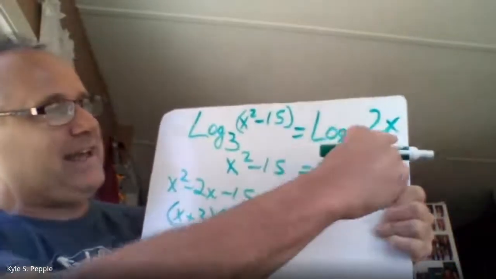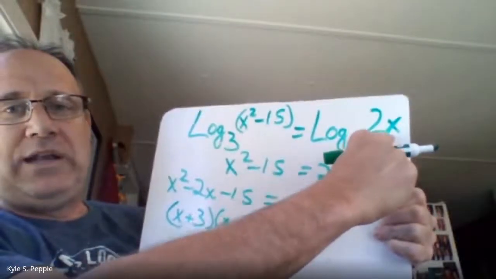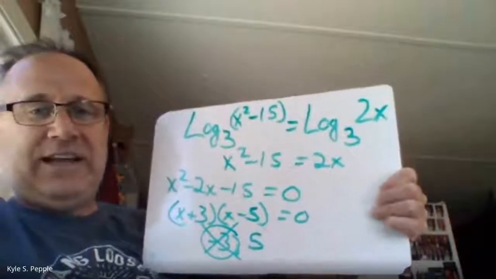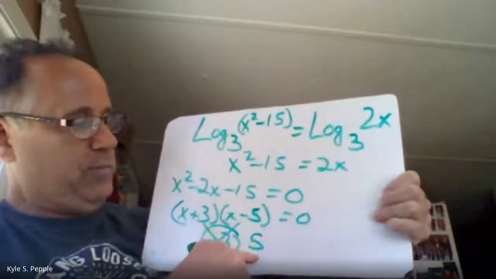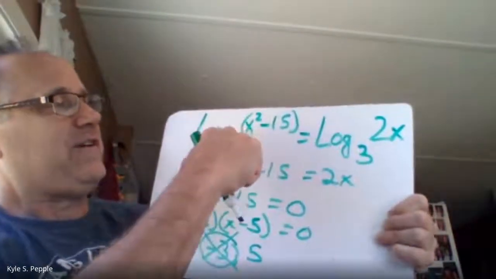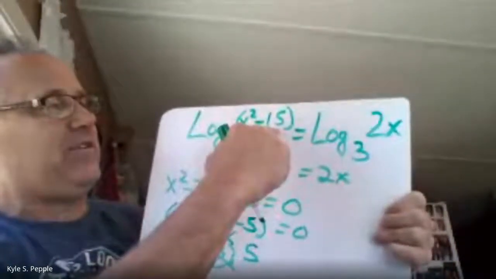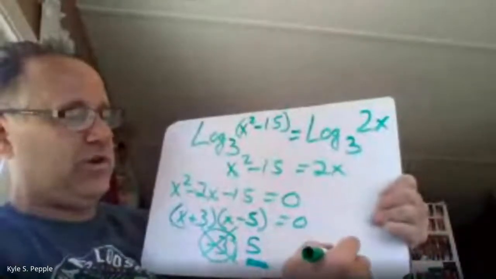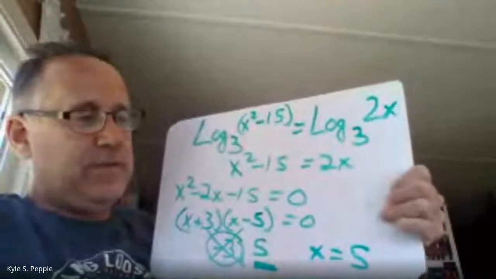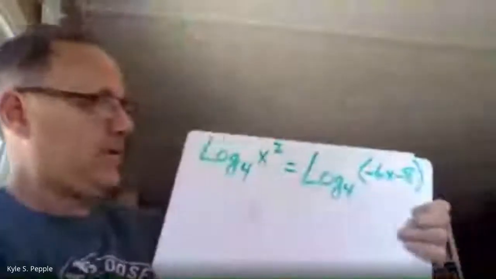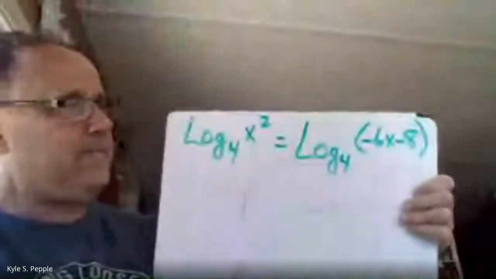When we plug in negative 3, we have a negative number up here. Negative 3 is going to be extraneous. When we plug 5 in, that becomes 10. 5 squared is 25. 25 minus 15 is 10. So my solution, x is going to be equal to 5 on that one. Let's take a look at one more.